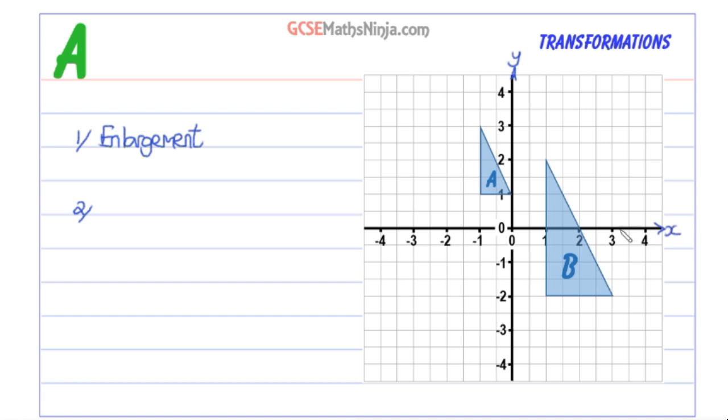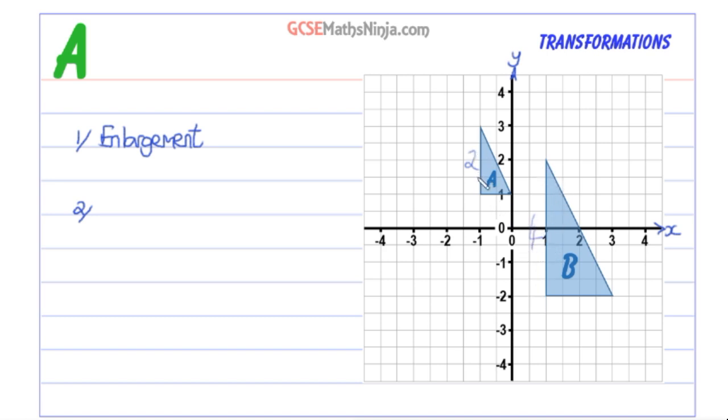Here's the x-axis. So the height of this triangle is 1, 2 units. So we can say, okay, that's 2 units high. You can also count little squares if you want, but we're just going to use the scale here. And the height of triangle B, using the units on the y-axis, is 1, 2, 3, 4. So the height of triangle B is 4.